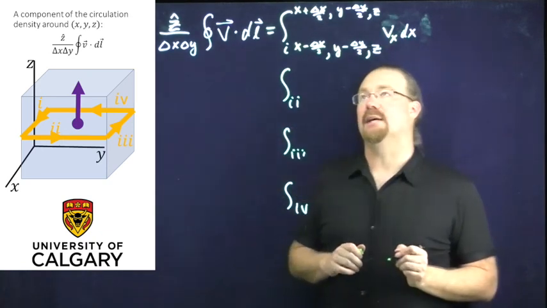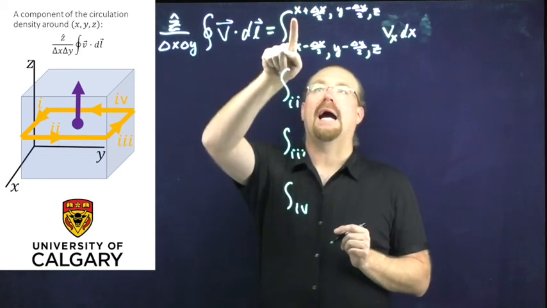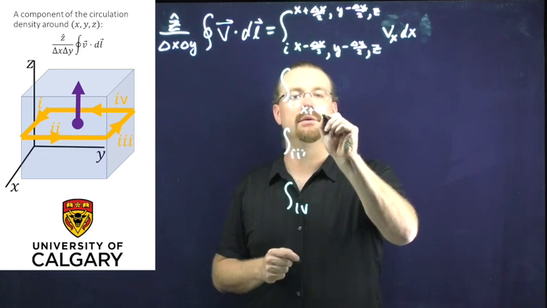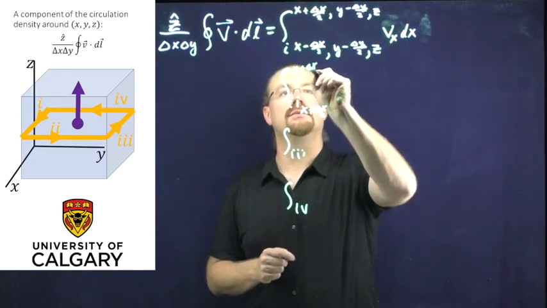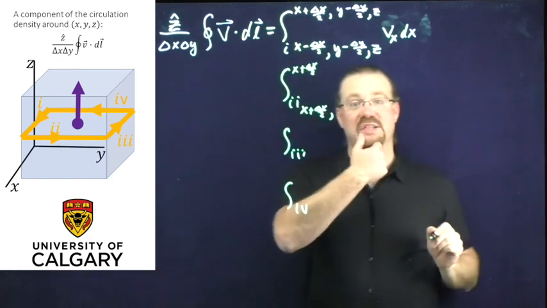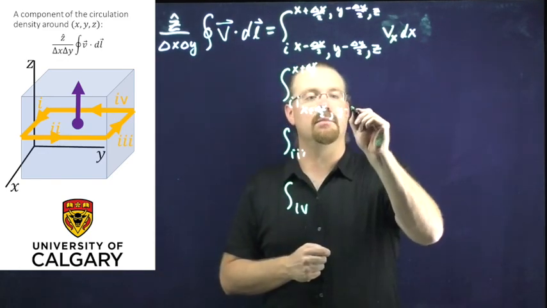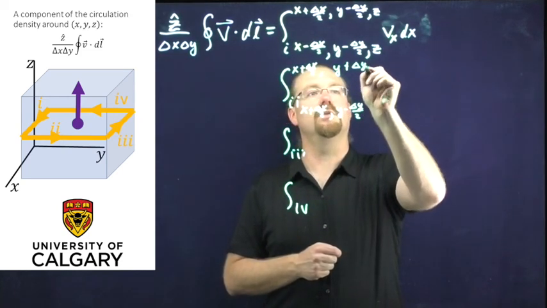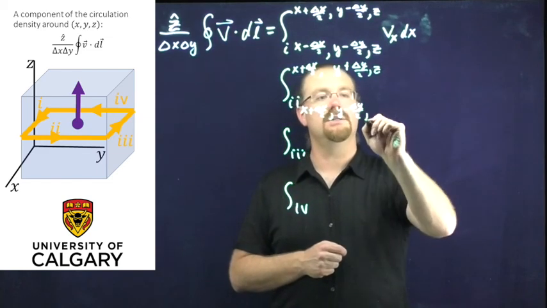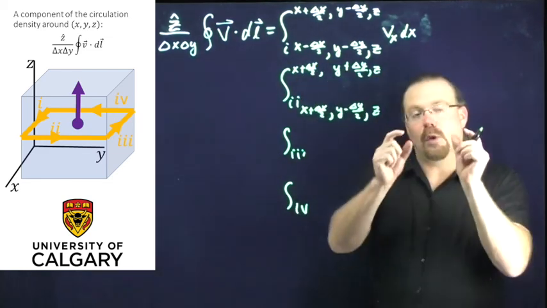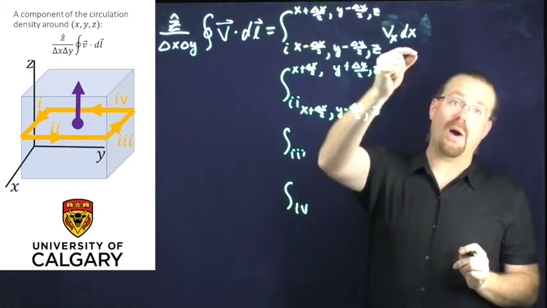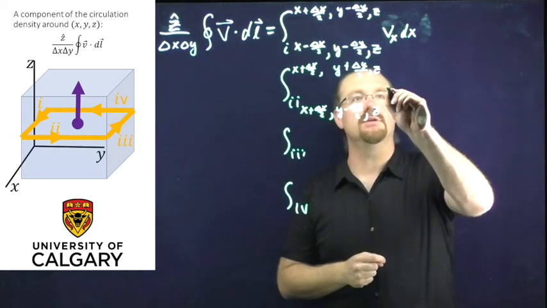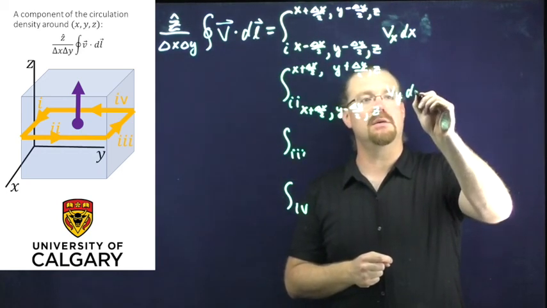We can do the same thing down here, but here we're at x plus delta x over 2 all the way throughout. So we start at x plus delta x over 2 and end at x plus delta x over 2. Now our y is changing. Our y starts at y minus delta y over 2 and goes up to y plus delta y over 2, and z stays constant throughout. Now that our y is changing, our dl is just dy y hat when dotted with our vector v. This dy y hat dotted with v just becomes vy dy.